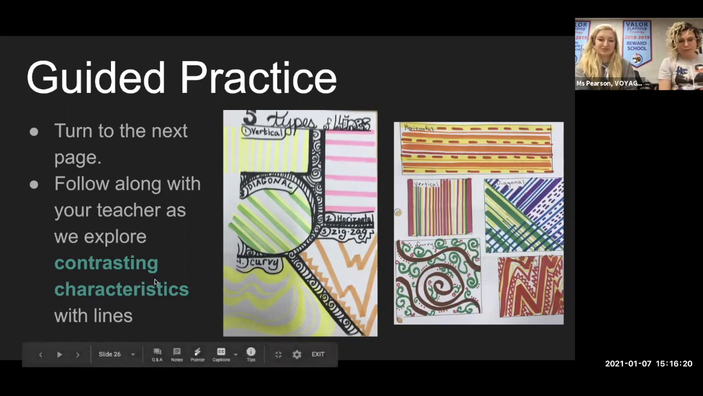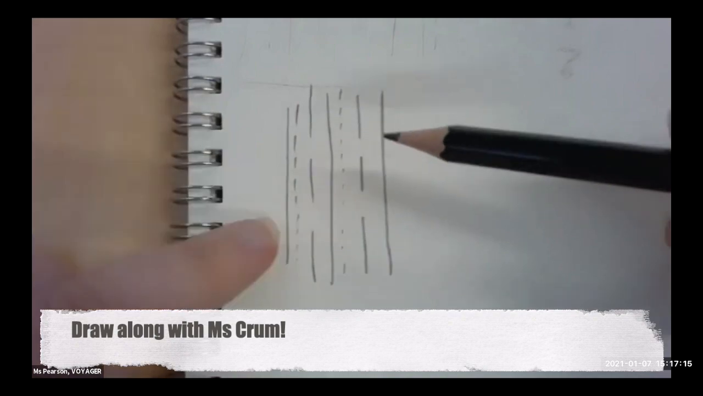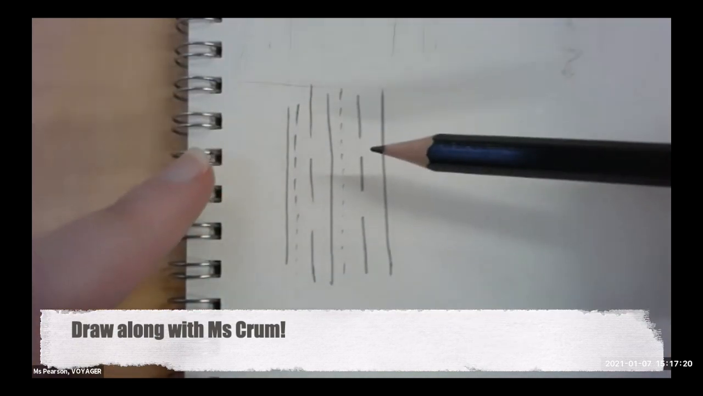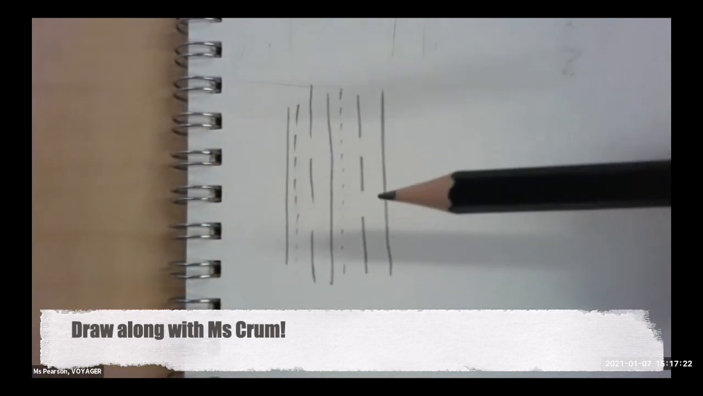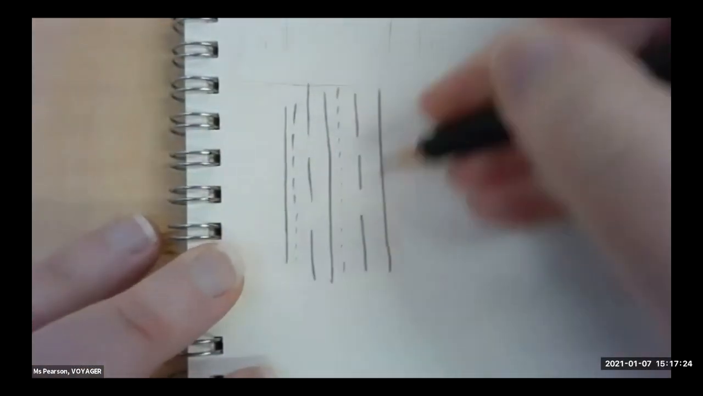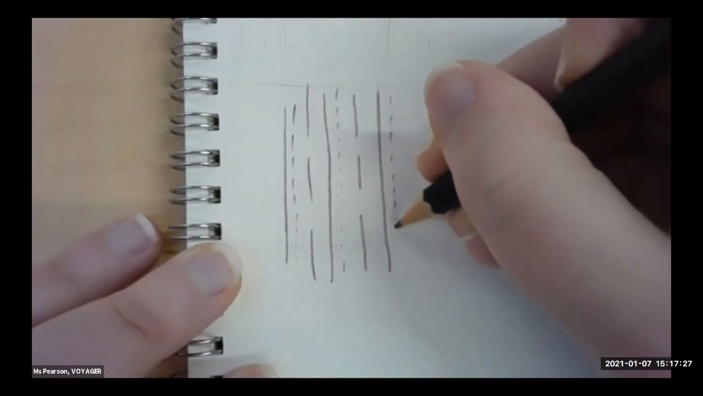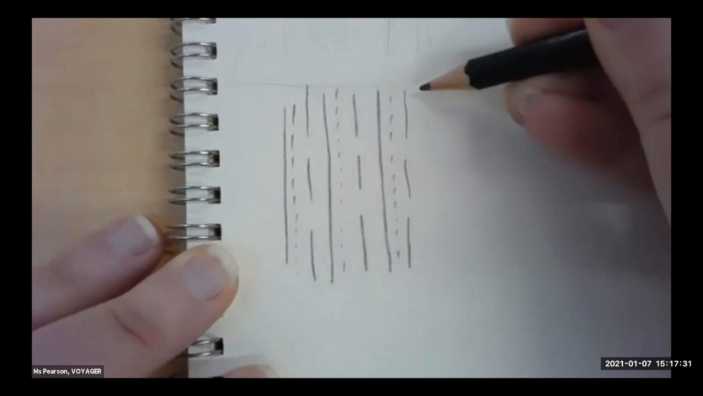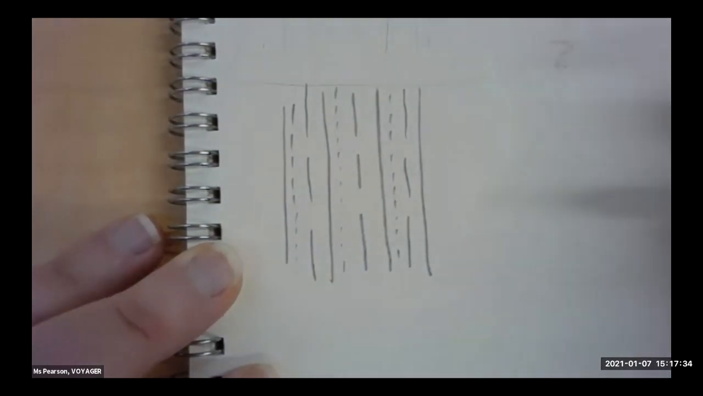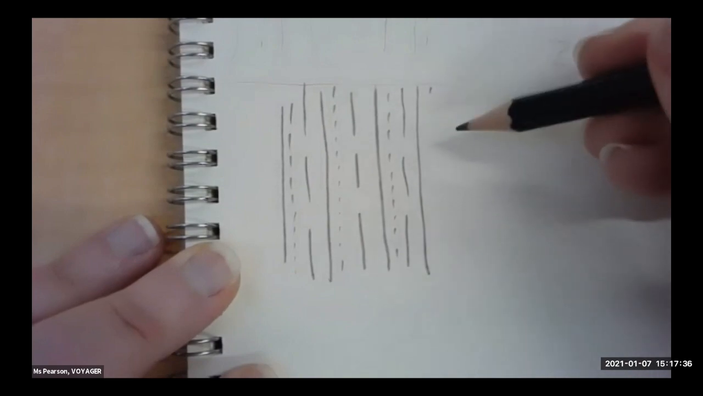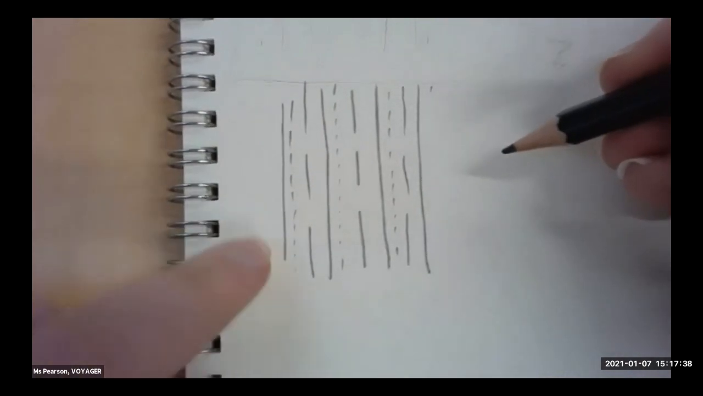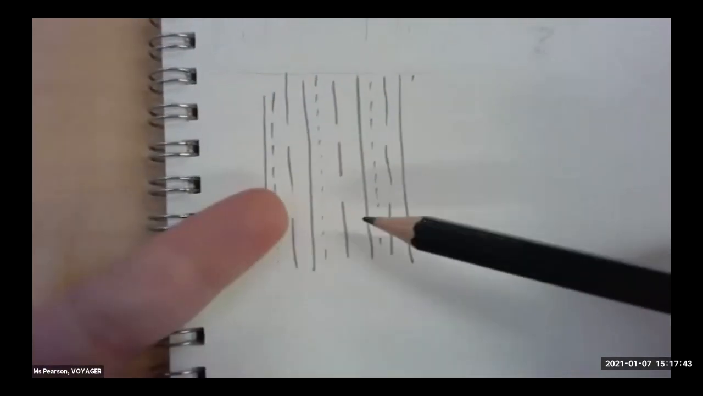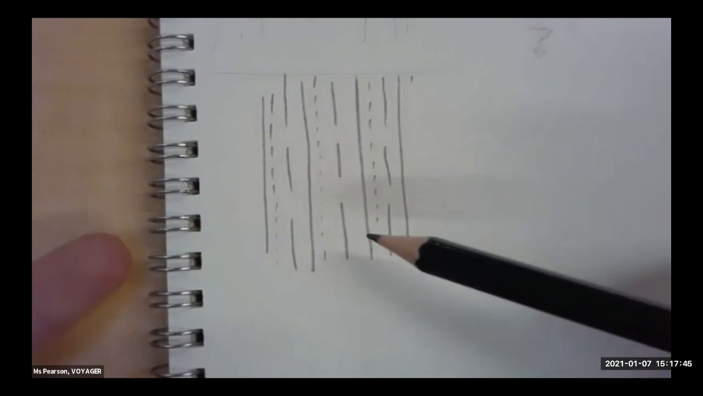So pencil's ready. All right, guys, so you're going to draw with me. You can see here that I've already started working with vertical lines, but something's different. There's contrast. I have long lines. I have dashed lines. Go ahead and create with me right now. So I'm doing exactly what you're doing, right, Miss Crum? Exactly. Many times we say, hey, do your own thing. Well, right now I want you to follow my guided practice right here. Cool. So long versus short lines, easy way to contrast your patterns.